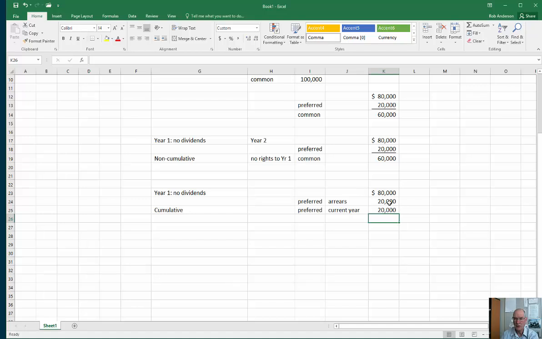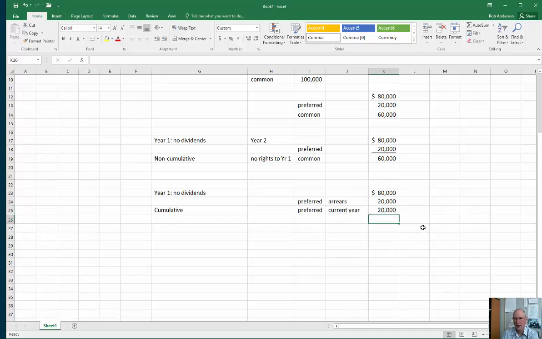So what that means then, of course, is that the preferred shareholders are getting $40,000, 20 from last year, 20 from this year. Now, if we subtract that, again, I know you don't need a calculator to do 80 minus 40, but just the same, we'll just put it on the spreadsheet. And this then is what the common shareholders will receive. Okay, so this is the calculation of dividends.